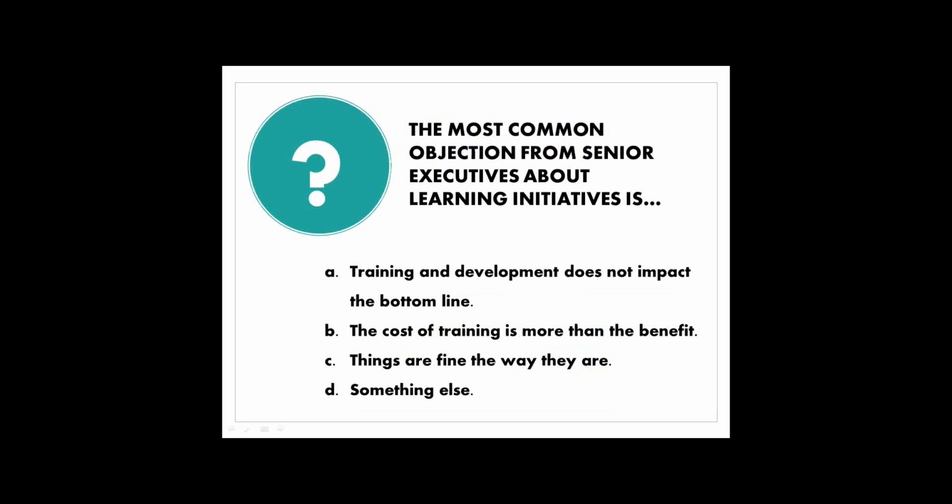I have 2 poll questions to kick things off for today, so you should see the poll pop up on your screen in just a moment. This first one is: the most common objection from senior executives about learning initiatives is it A, training and development does not impact the bottom line, B, the cost of training is more than the benefit, C, things are fine the way they are, or D, something else?